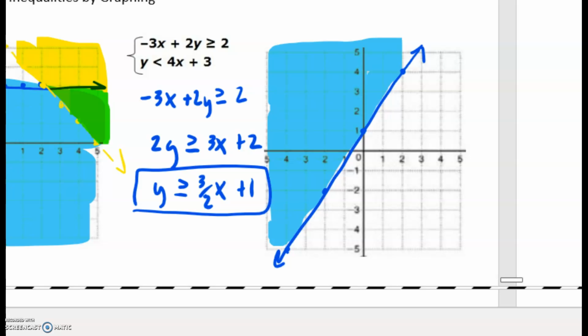The next one starts at 3. Notice, guys, this one's already in the right form, so I don't have to move anything around. It starts at 3, that's my y-intercept. Slope is 4, so I'm going to go up 4 since it's positive: up 4, over 1. We still have quite a few of you guys messing up on the slope. Remember, positive means up, negative means down.